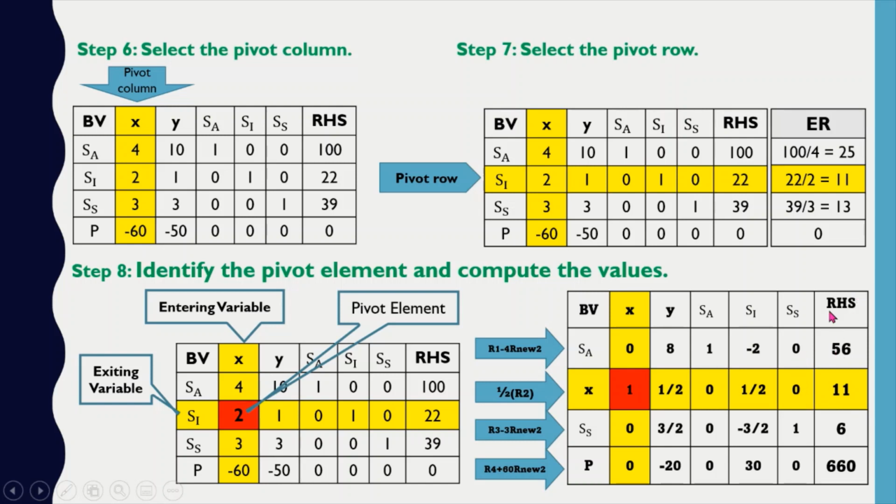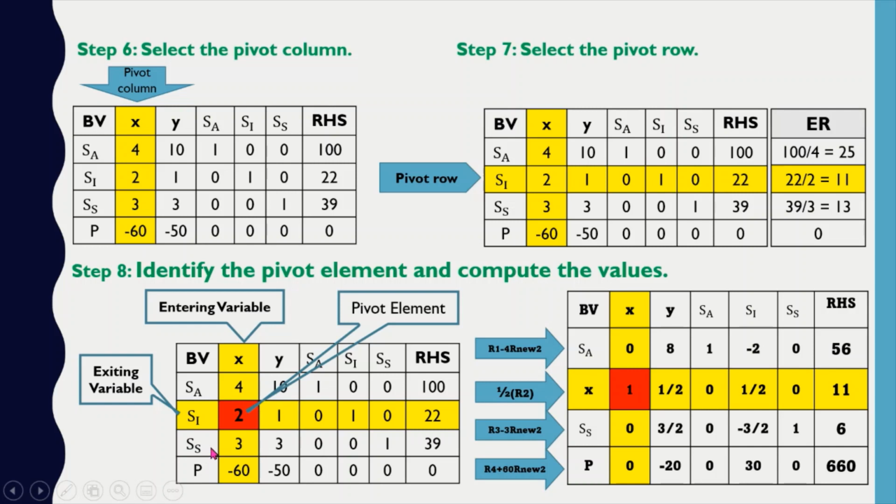So our last column for our available, our right hand side column, we have here 100. 100, the R1 value, minus 4 times, of course, our new row 2, which is 11. So 4 times 11, that is 44. 100 minus 44, that is equal to 56. Okay. Same thing will happen with our row 3. So the same process, I multiply my new row 2 here with 3 in order to eliminate the value of 3 right here, from the original value of our slack variables row for SS.